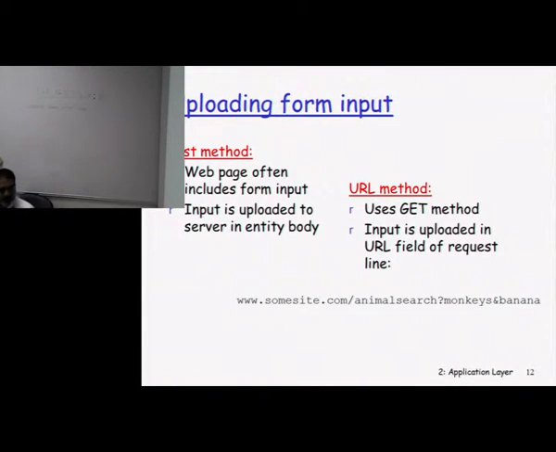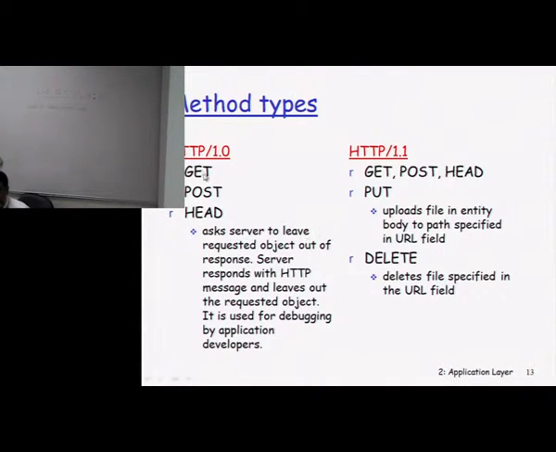HTTP 1.0 and HTTP 1.1: GET, POST, HEAD in 1.0, and GET, POST, HEAD in 1.1. This is the comparison between the method types. HEAD asks the server to leave the requested object out of the response. The server responds with an HTTP message and leaves out the requested object, over there on the server.